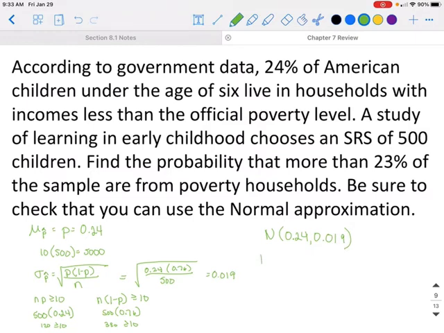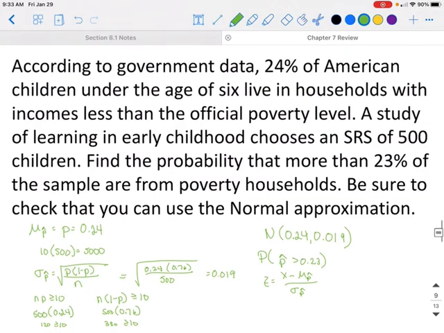Now we want to find the probability that our p hat is greater than 0.23. To do this, we're going to have to find our z-score. Remember, z is going to equal x minus mu all over sigma. And we are talking about the mean and the standard deviation of just the sample, not the entire population. That is why you had to find the standard deviation for the sample first. So our x value is 0.23 minus 0.24 all over that 0.019. And this will give us a z-score of negative 0.53.